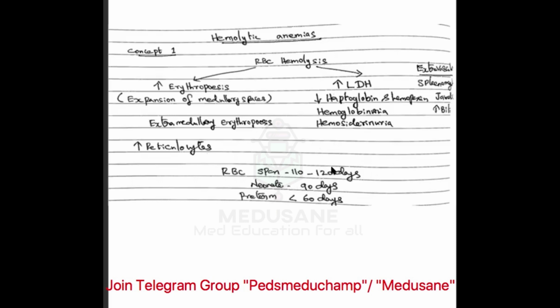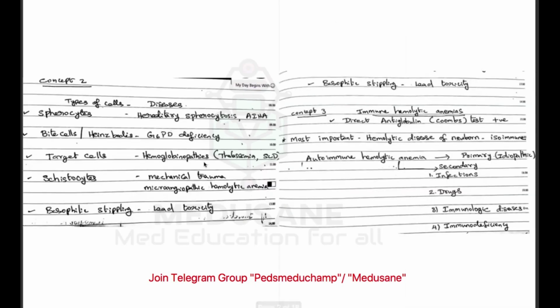The normal RBC lifespan is 110 to 120 days. Some questions have been asked on that. For a neonate, it's going to be 90 days. And for a preterm, it's going to be even less, less than 60 days. Okay, so we will move on to the next concept.